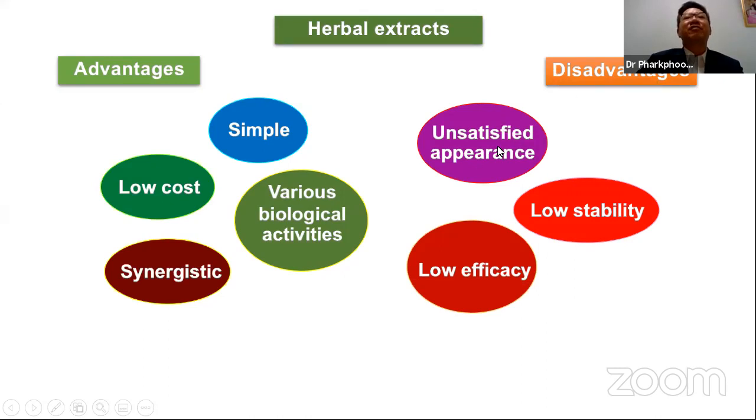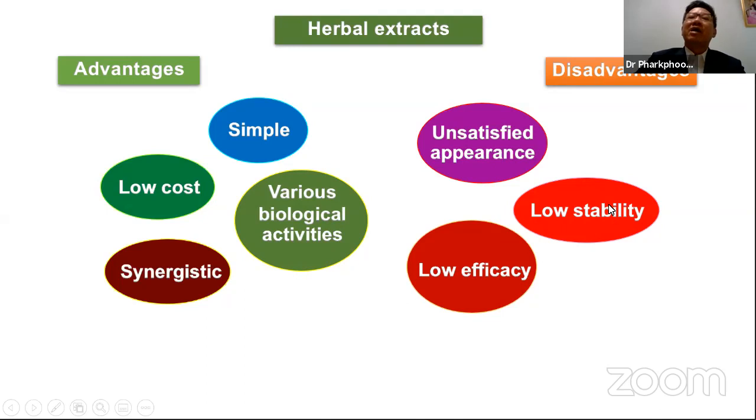For example, unsatisfactory appearance, especially when you would like to use it for a topical dosage form, or you would like to apply it as a cosmetic product. You will see that most of the extracts have a dark, dark green or dark brown color. So when you apply it to the skin, it will not make the customer satisfied, because most people don't like the color on their skin.